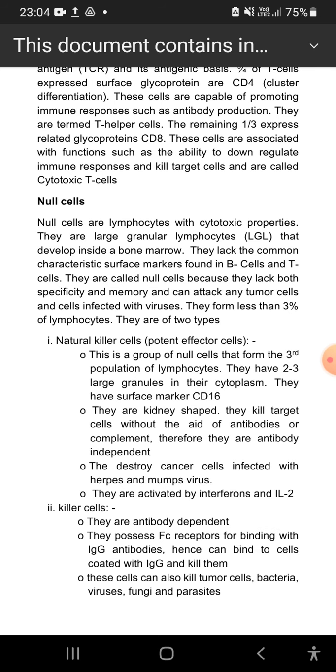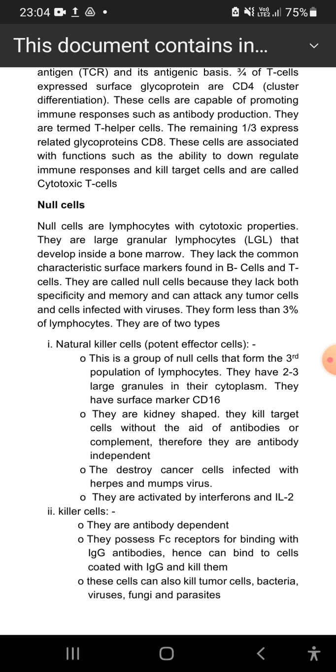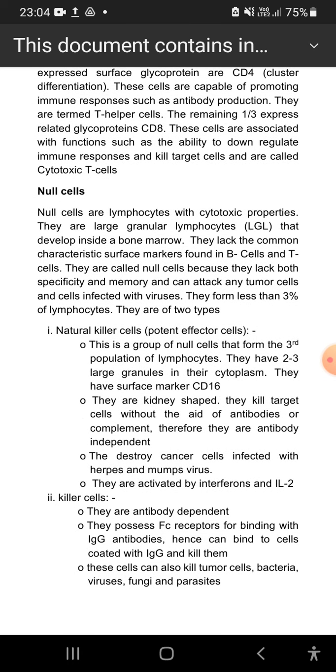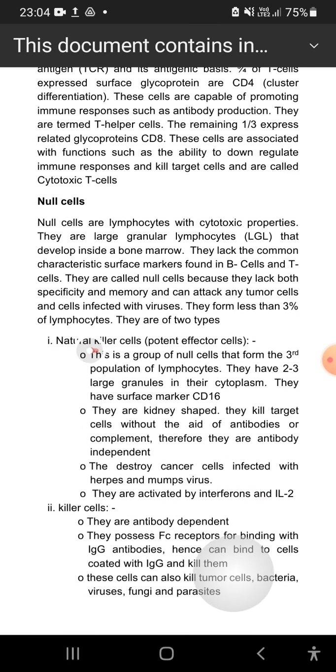So there are two types. We have the natural killer cells, which have CD16 as the co-receptor. Their nucleus is kidney shaped, and they kill target cells by cytotoxicity. The cytotoxicity is not antibody dependent, it is antibody independent. So they destroy cancer cells and virus infected cells.